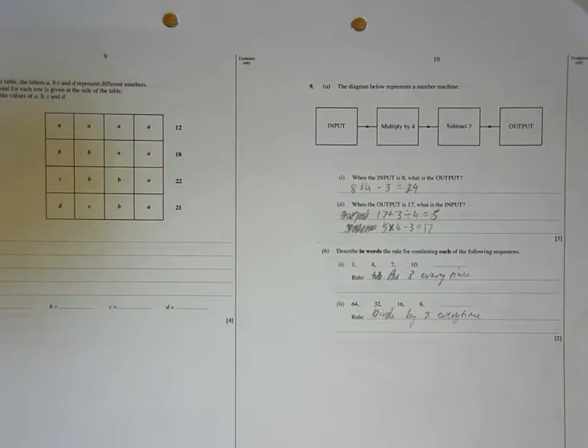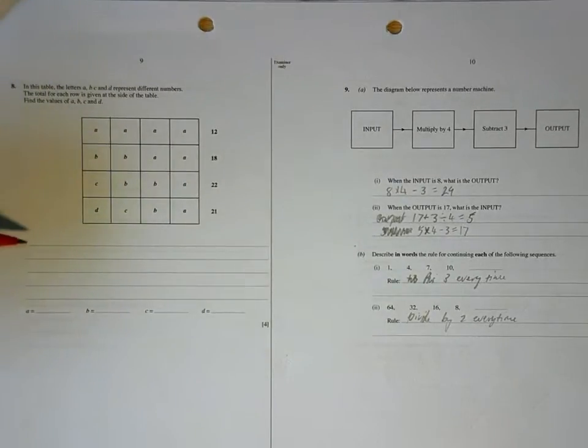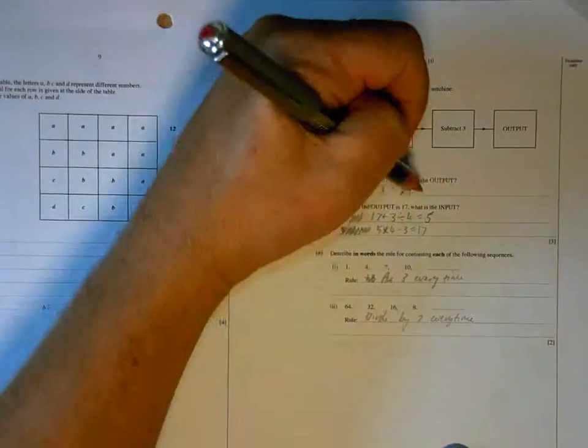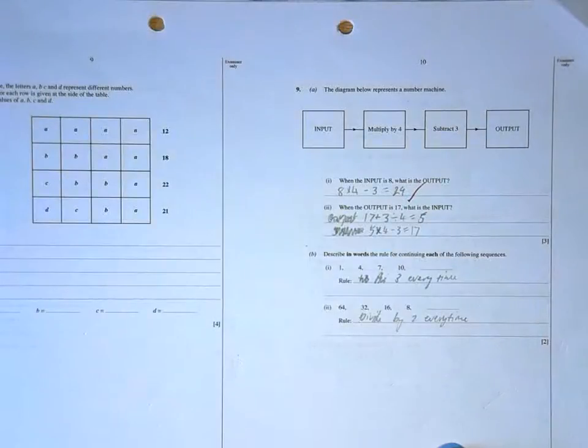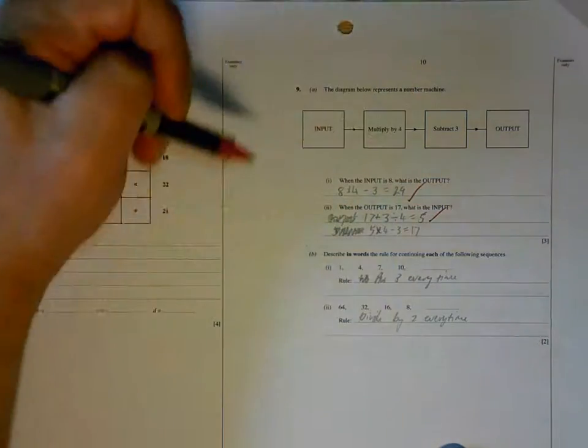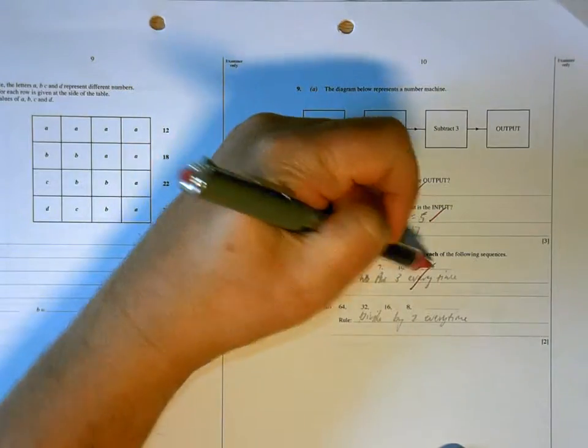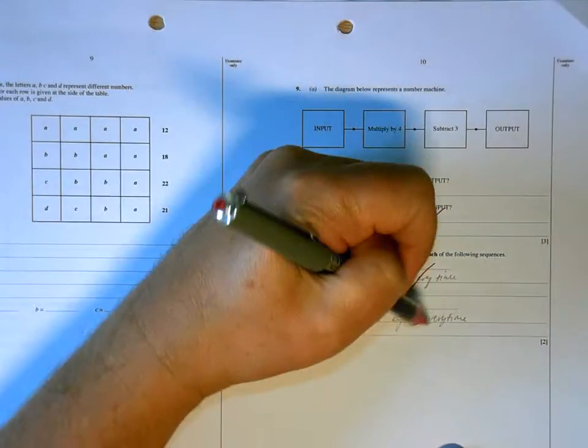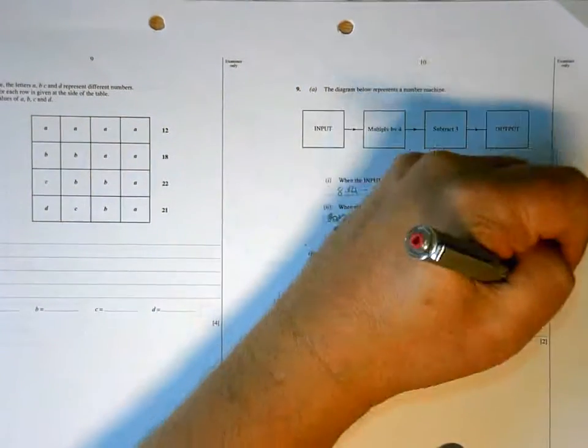Okay, watch my video clip for that one, and you will easily be able to sort that out. That is 29. This one is 5. Adding 3 every time. You divide it by 2 every time. So that's 5 for the page.